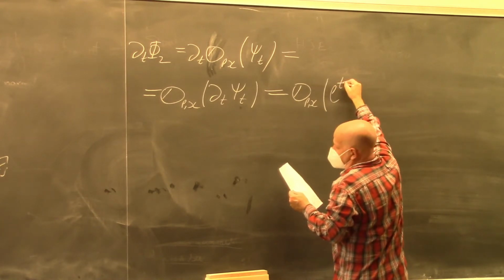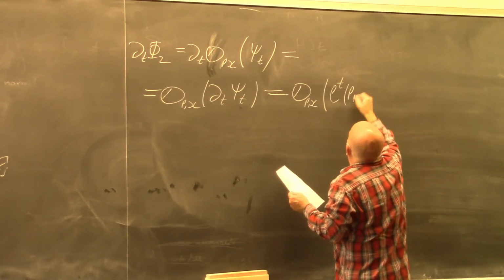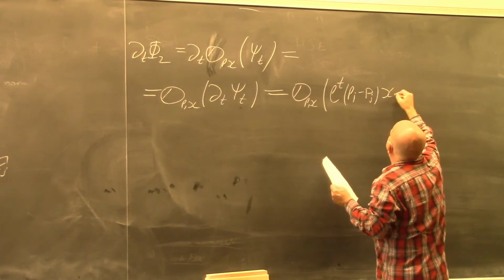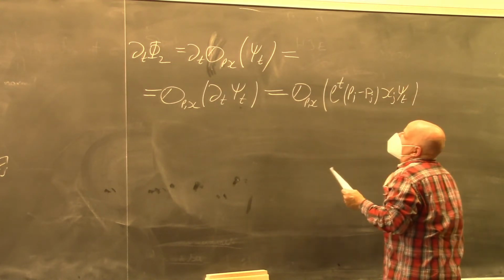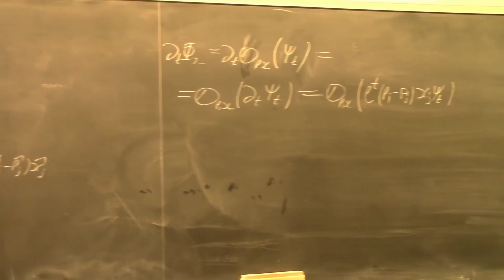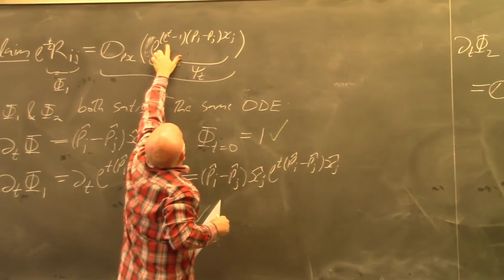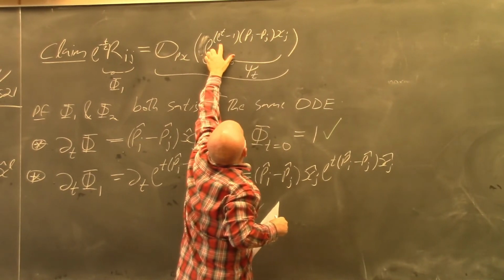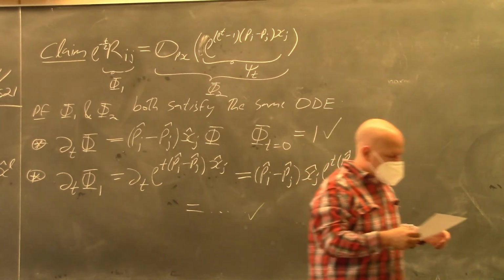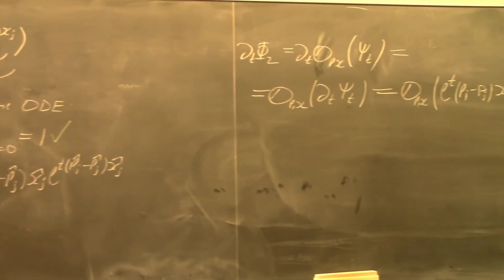e to the t pi minus pj xj psi t. So let's see, if I differentiate this with respect to t, I need to differentiate the exponent with respect to t. I think it's just that. Yeah. Okay. So that's the left-hand side of the equation.